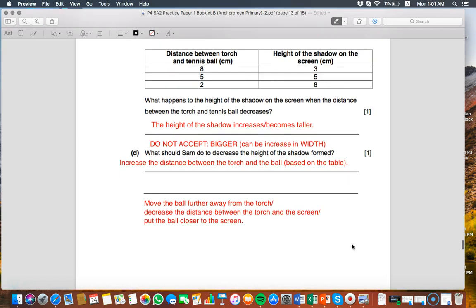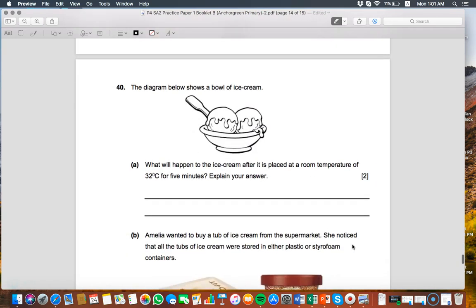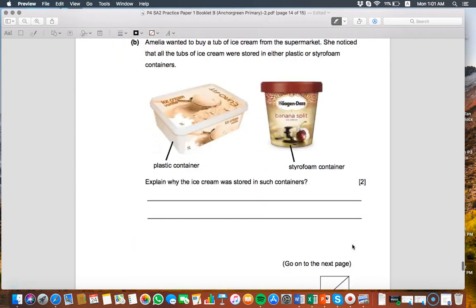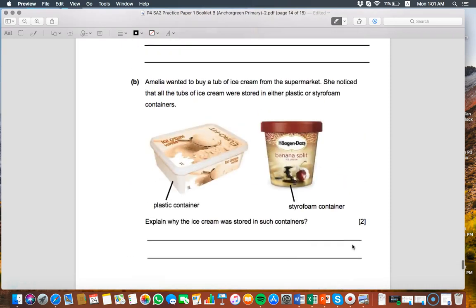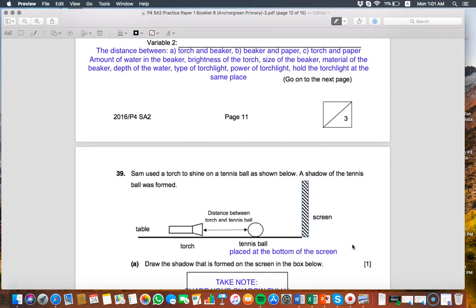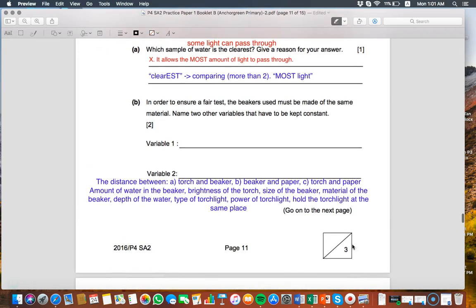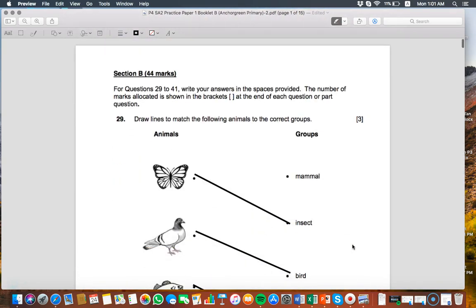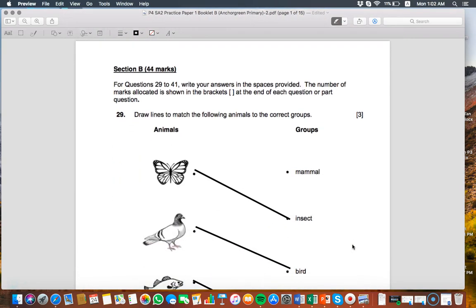Okay, move on. Question 40 I've already gone through, as well as question 41. Once you're done, can you please submit your papers to the relief teacher? Complete your corrections properly. Is that clear? Once you're done, you submit.